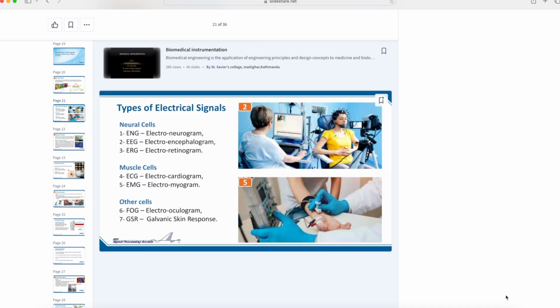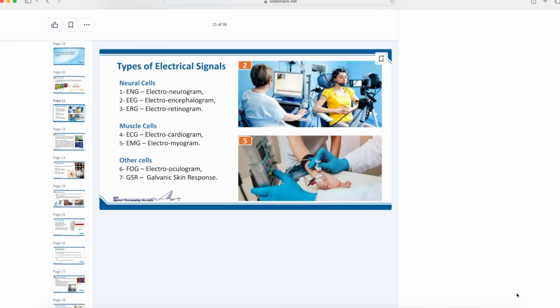Types of electrical signals. Neural cells. Number 1, ENG. Number 2, EEG. Number 3, ERG. Muscle cells. Number 4, ECG. Number 5, EMG. Other cells. Number 6, FOG. And number 7, GSR.